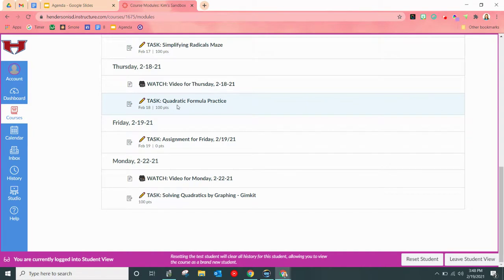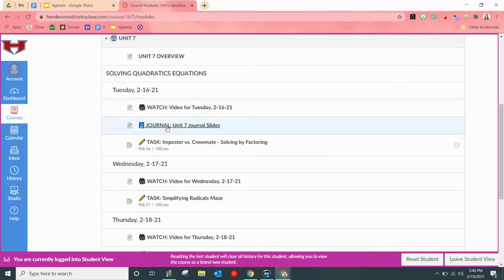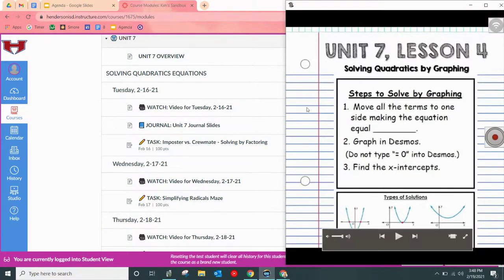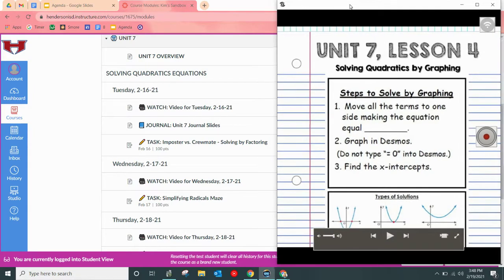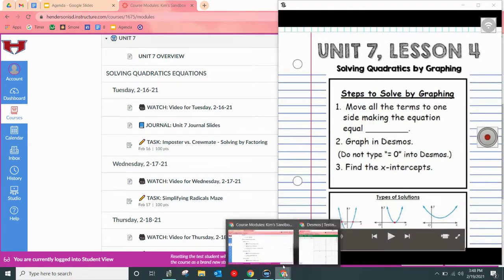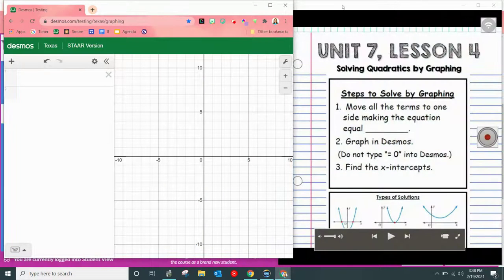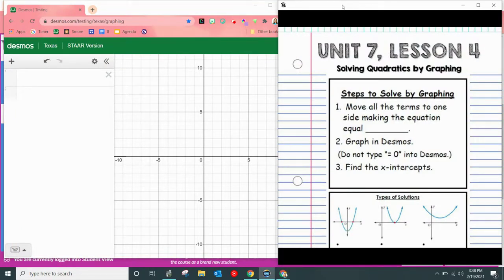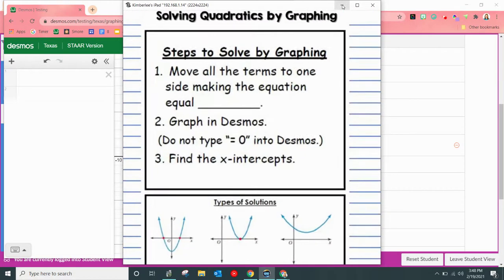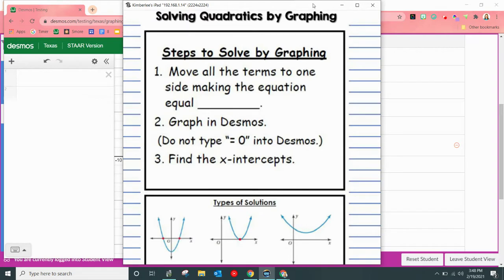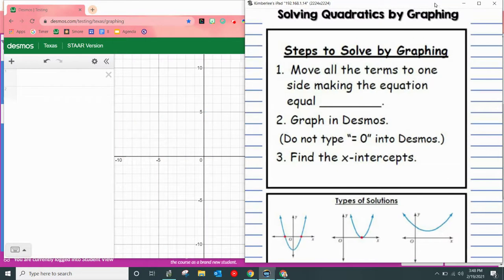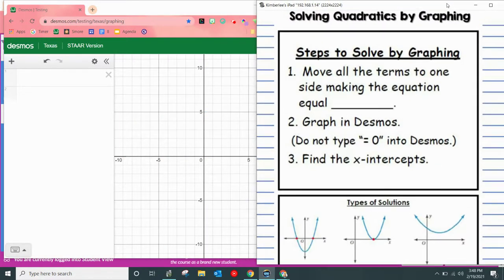Now we're going to go back to our notes, which is right here. Here's our Unit 7 journal slides. So we're going to go back to that, and I'm going to pull that up right now. So this is your notes. And then I am also going to pull up right beside it Desmos, because this is how we're going to solve by graphing. We're going to let Desmos graph for us. Okay, so here are the steps to solve any quadratic by graphing. I'm going to zoom in a little bit. Actually, I don't know why that just moved to the middle of my screen. That's annoying.